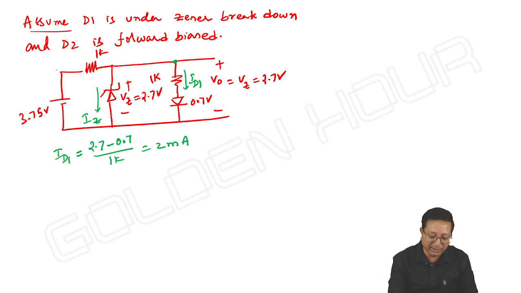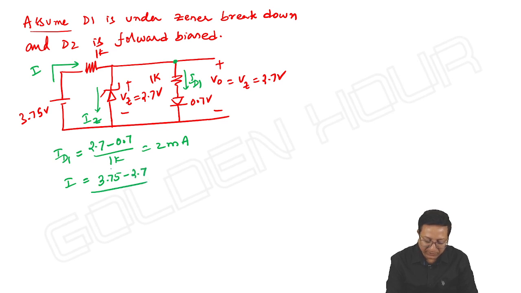We can't find it directly. What we can do is find this current I. I is equal to (3.75 minus 2.7) by 1 kilo ohm, which is equal to 1.05 milliampere. Here, if you observe, I is equal to IZ plus ID1.